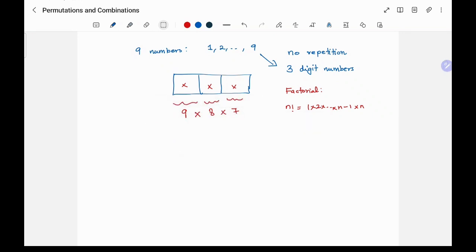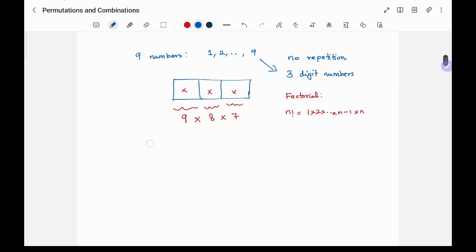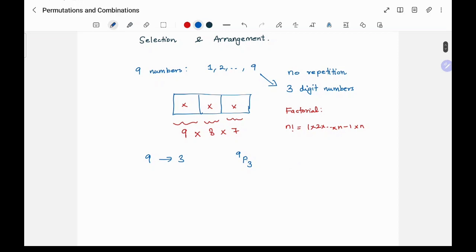So how can we convert this into an elegant formula? What is this again? We have 9 numbers. From this, we are choosing 3 numbers, right? So we represent it like this, 9P3. So for arrangement, we use P for permutation. Permutations mean arrangements.